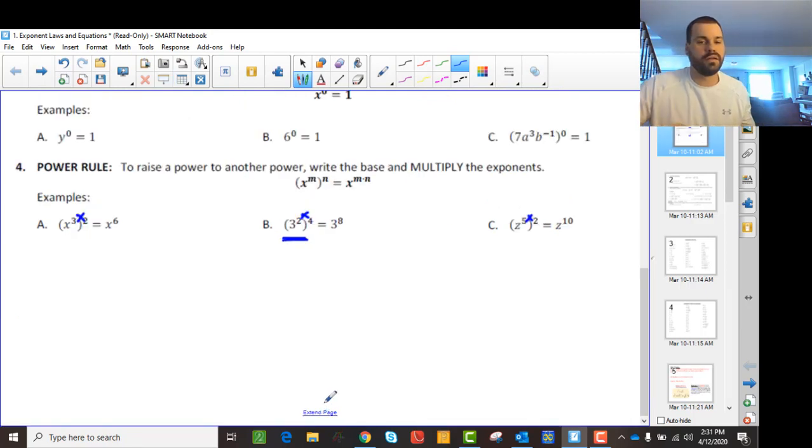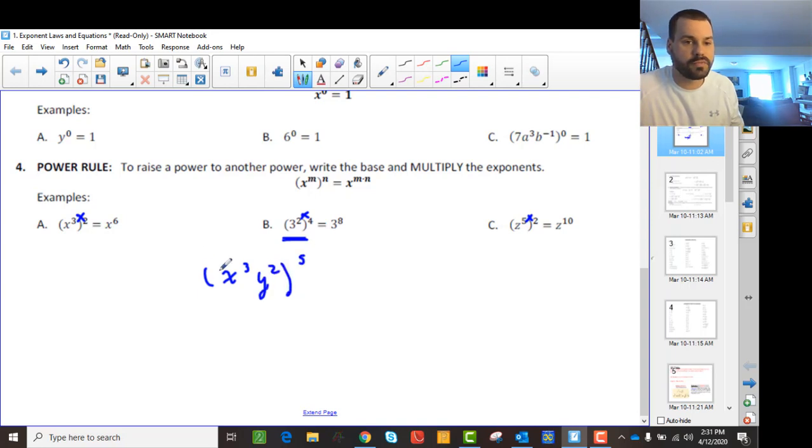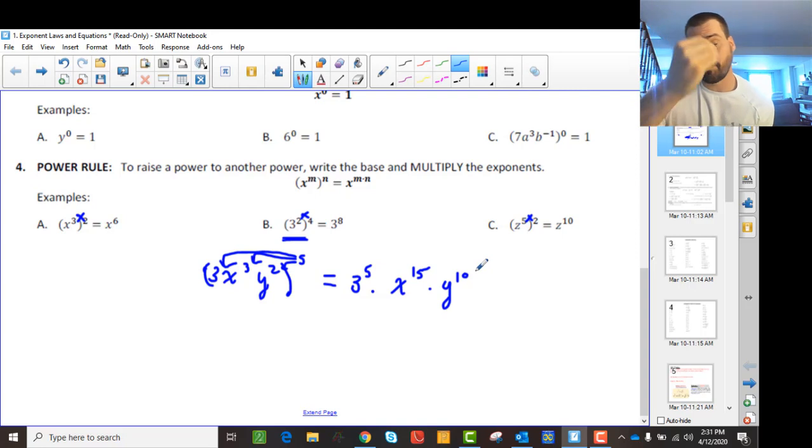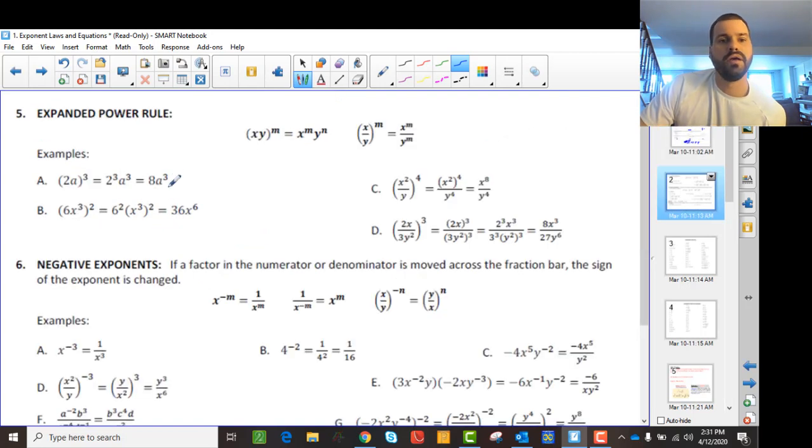The only thing that's a little bit interesting about this is if you have more than one variable. So let's say I have x cubed y squared, and the whole thing is raised to the 5th, and let's put a 3 in there as well. Okay? What you have to do with this is each of the exponents gets multiplied by the 5. So it's 3 to the 5th, x to the 15th, 3 times 5, and y to the 10th, 2 times 5. Okay? So that's the difference, is that it actually requires you to apply it to more than one thing. But it works for any power. Okay? So those are the rules that you probably are familiar with.